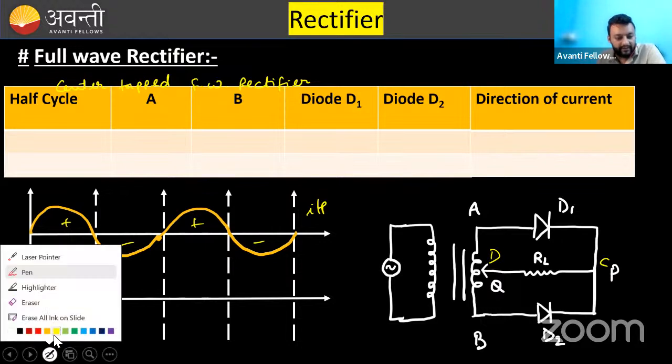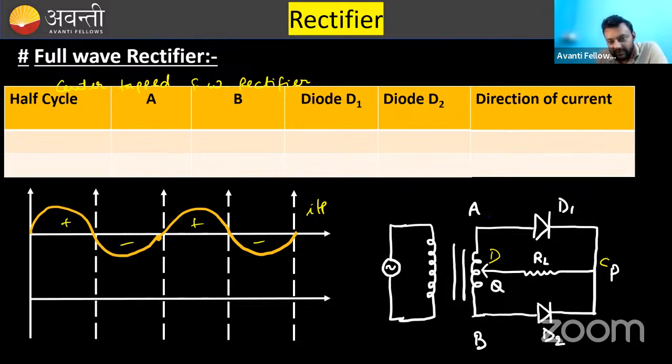What I am saying, in the first half cycle, let's suppose A is positive, then B will be negative. So I am writing this first half cycle, A is positive, B is negative. If A is positive, B is negative, then which diode is forward biased and which is reverse biased?